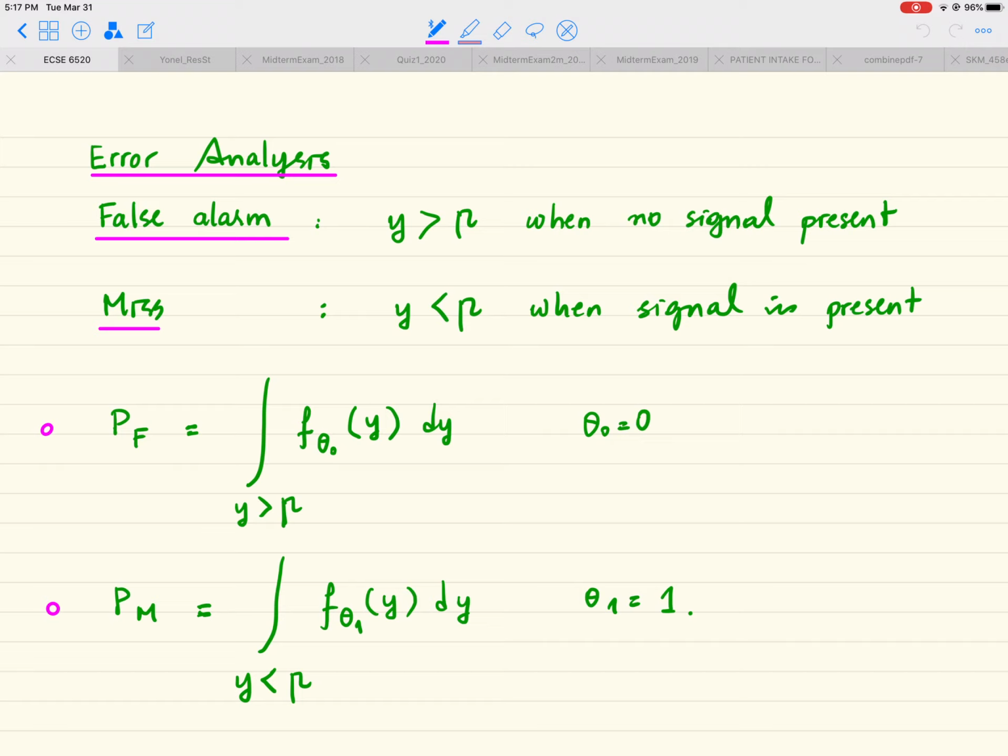Misdetection, on the other hand, means that there is a target, so the parameter is actually theta sub 1, but y is less than nu, so that would be the integration of the probability with parameter theta sub 1 when y is less than nu.